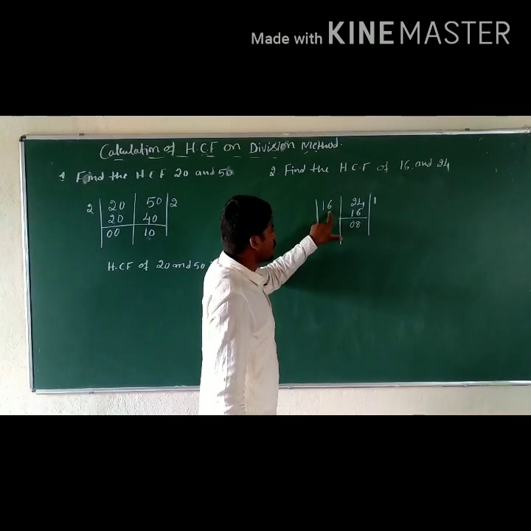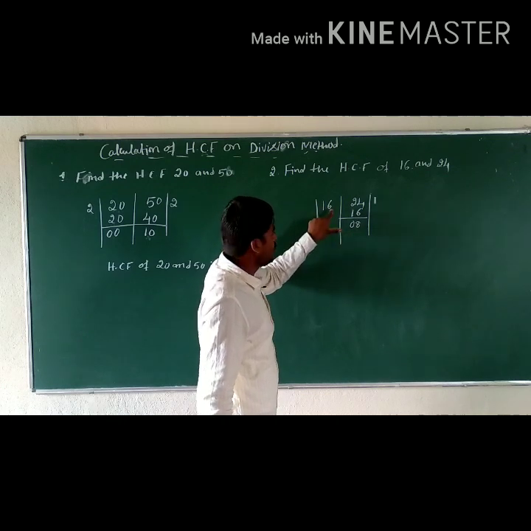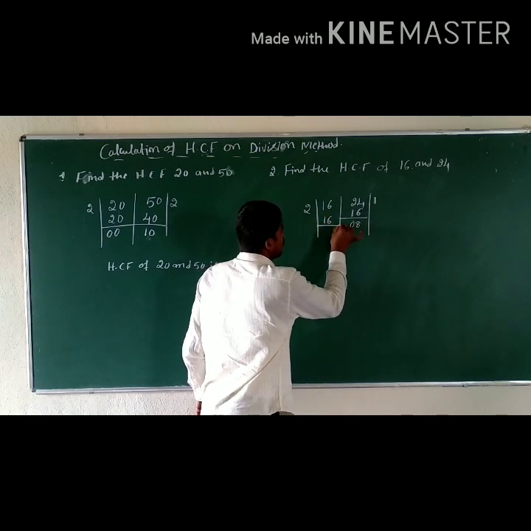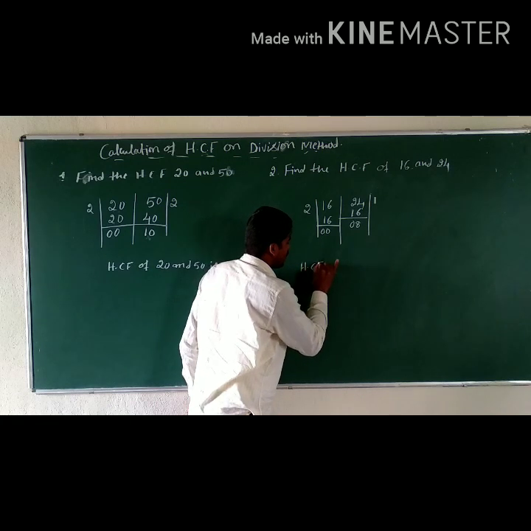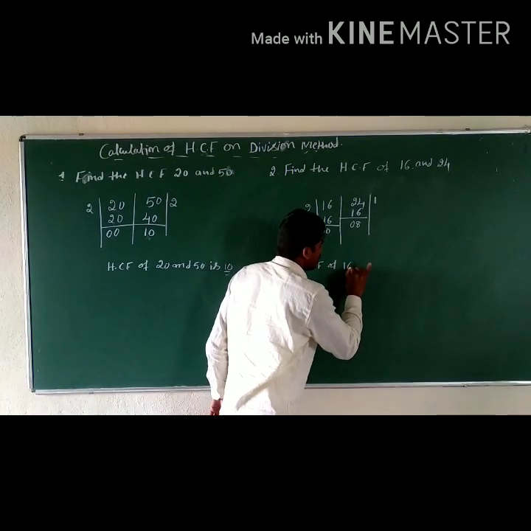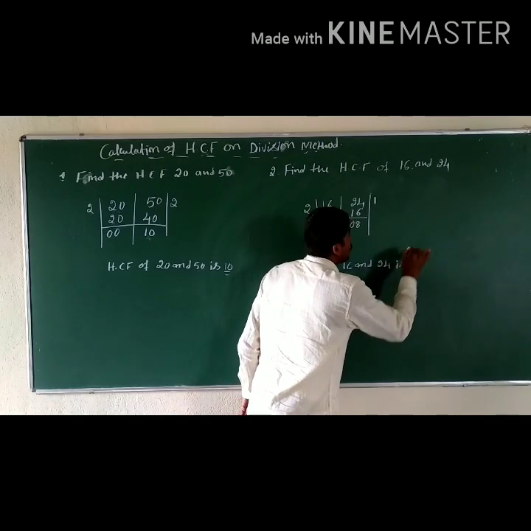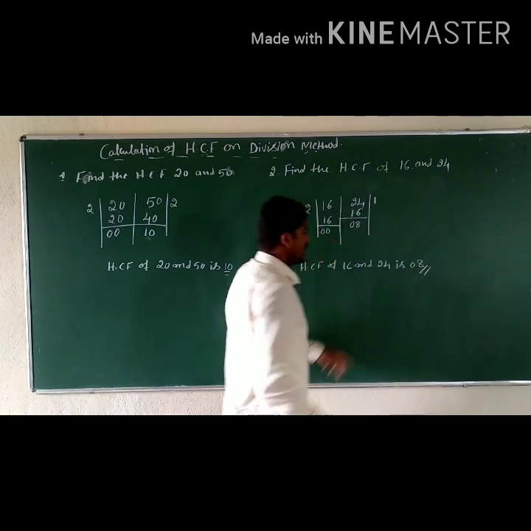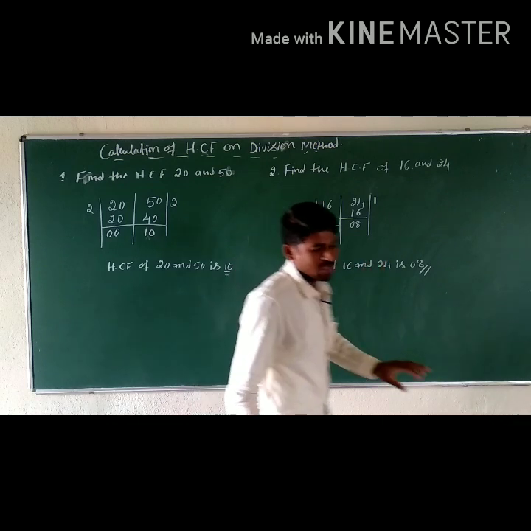Now 16 is the highest value, 8 is the lowest value. With the help of the lowest value, we divide 16. Okay, 8 twos are 16. Now what do we get? 0 we get. Now the HCF of 16 and 24 is equal to 8. Okay, this is the HCF of 16 and 24. We are going to solve the problem like this. Let us see the next problem.